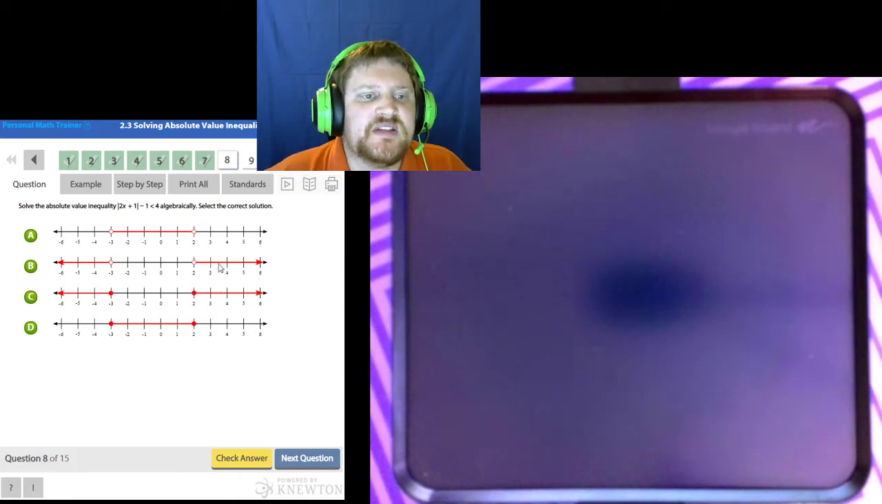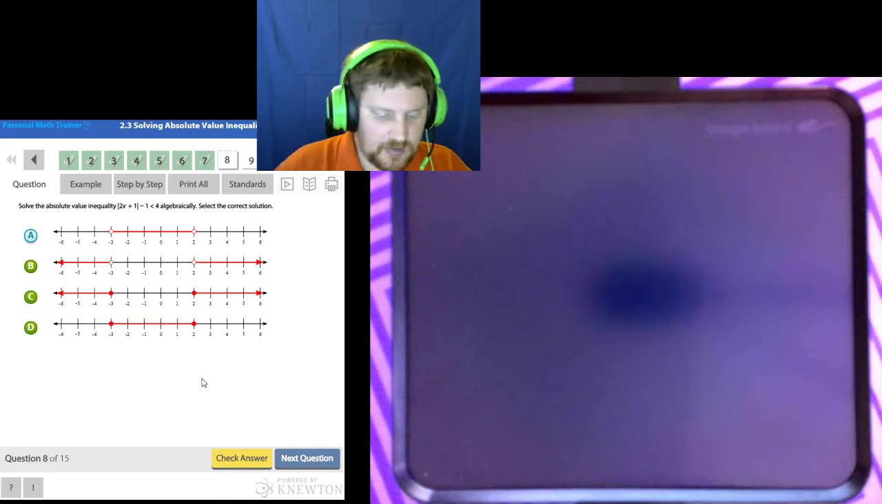We've got the same basic thing here, except this time it's less than, and there's still no negative sign out front. So since we are less than, we're going to be inside, and since there's no equal to, we're going to have open circles.